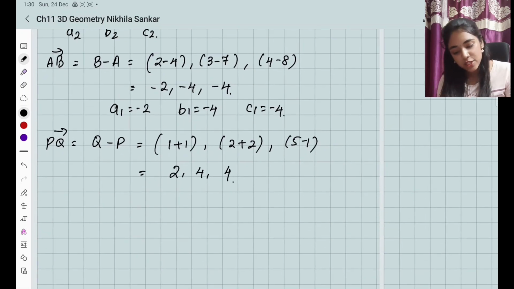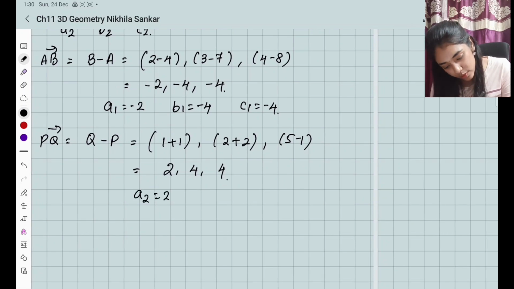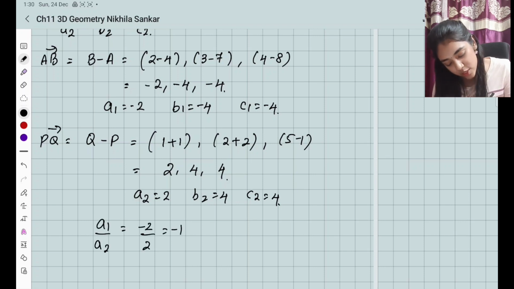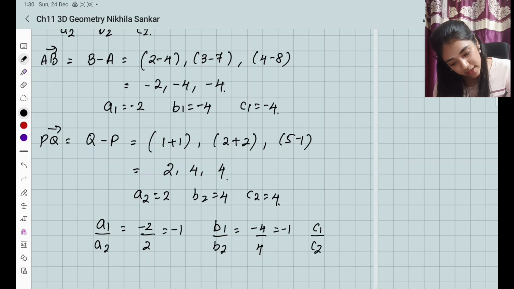So இப்போ இந்த இடத்துல ratios check பண்ணணும். So this is going to be A2 equals 2, B2 equals 4 and C2 equals 4. So A1 by A2 equals minus 2 divided by 2, which is minus 1. அதே மாதிரி B1 divided by B2 equals minus 4 divided by 4, which is minus 1. And C1 divided by C2 is going to be minus 4 divided by 4, which is minus 1.